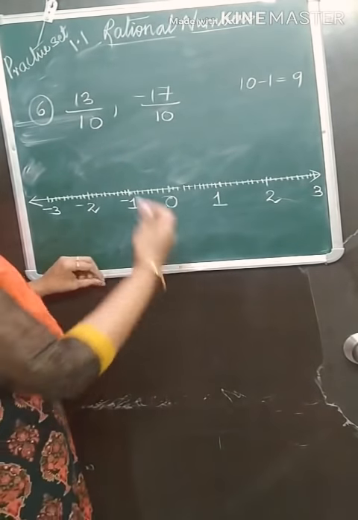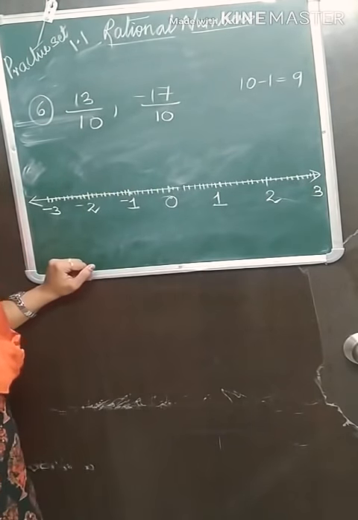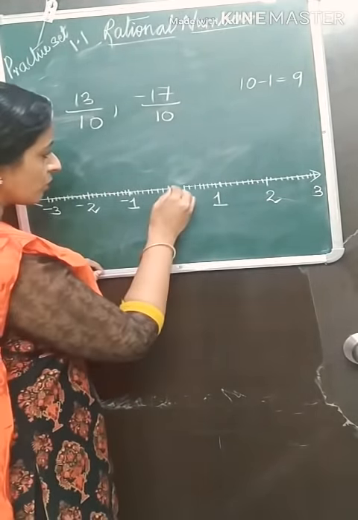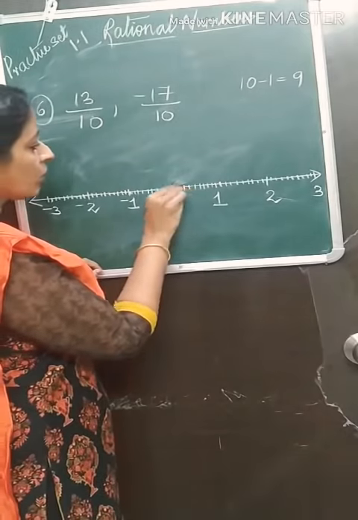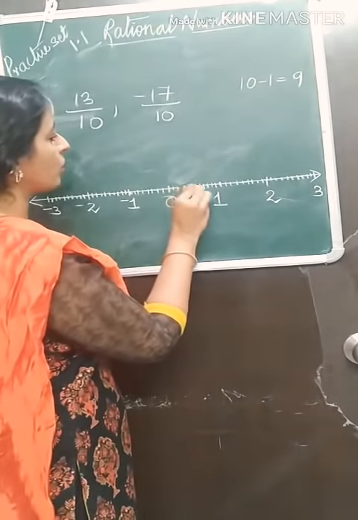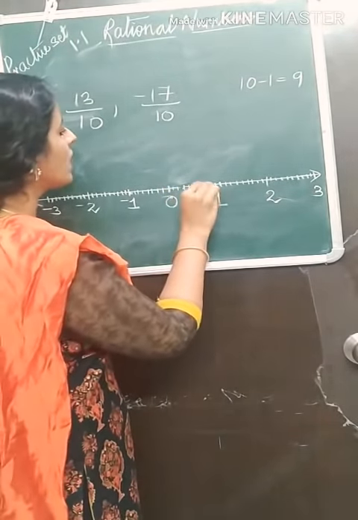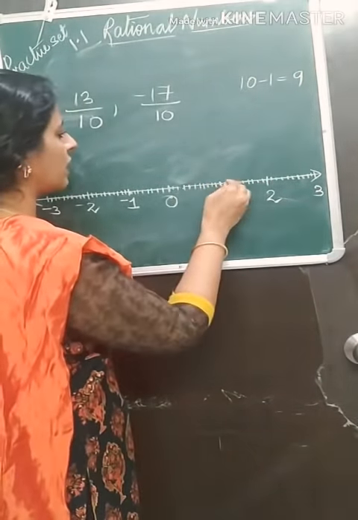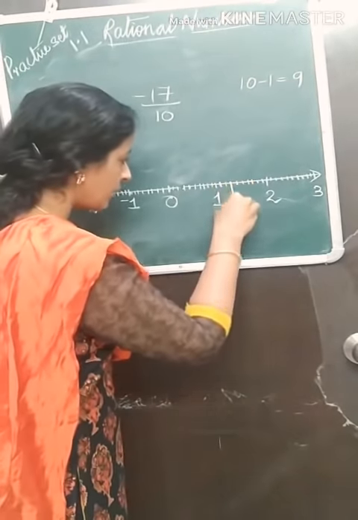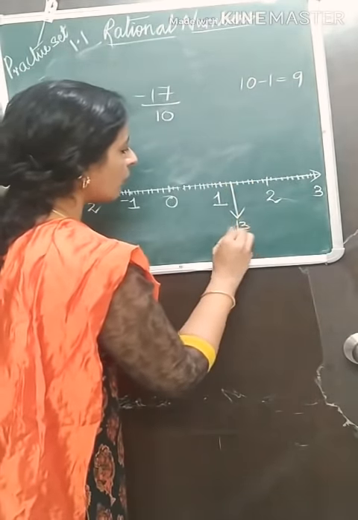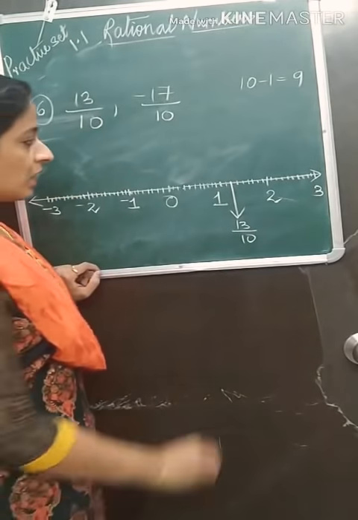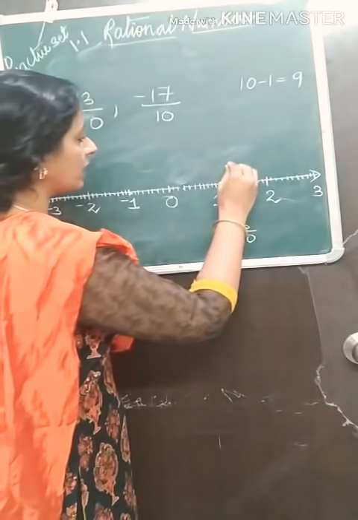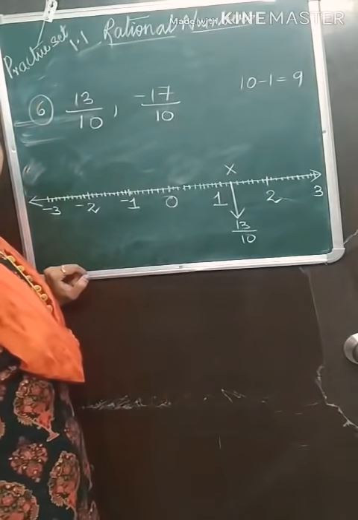Now let us start counting. First number is 13 upon 10. Positive number, so it will come on the right side of 0. After 0 you will start 1 upon 10, 2 upon 10, 3 upon 10, 4 upon 10, 5 upon 10, 6 upon 10, 7 upon 10, 8 upon 10, 9 upon 10, 10 upon 10, 11 upon 10, 12 upon 10 and we got here 13 upon 10. After 1, the third dot. Here I will give it the name X.